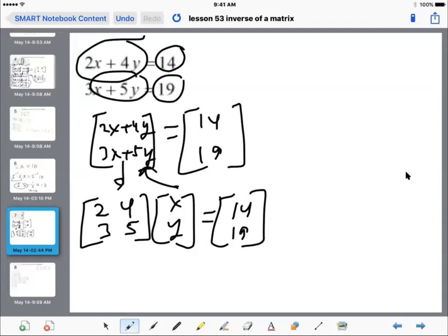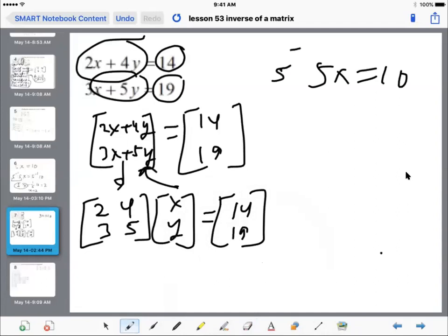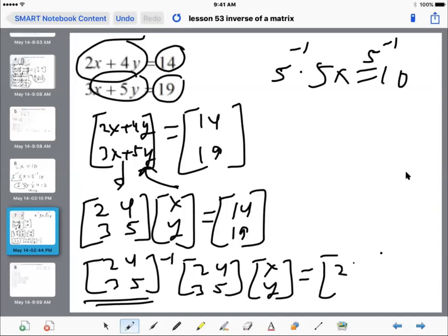Now notice how similar this looks to something like 5x equals 10. It's a thing times a variable thing equals another thing. So in 5x equals 10, well, yeah, we could divide by 5 if we're allowed to divide. If we're only allowed to multiply, we would multiply both sides by the multiplicative inverse of 5. And that's exactly what we're going to do over here. On both sides of the equation, I'm going to put this little [2 4; 3 5] with an inverse. But if I do it on the left side, I have to do it on the right side also.